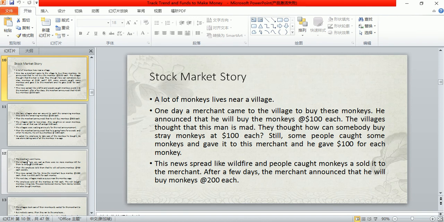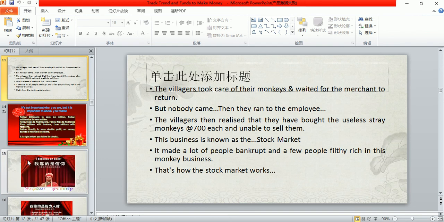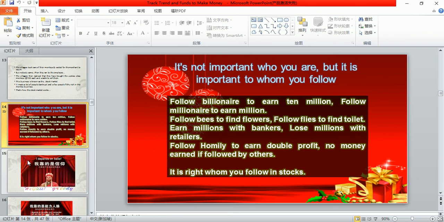Then later we learned about the stock market story, and I hope you can remember this story because this one is chewing stocks. You should know this one. If you understand this story, you will understand why the stock goes up, why the price goes down. Okay, this is the stock story. Then it's not important who you are, but it's important whom you follow. Okay, so you should remember whom we should follow.